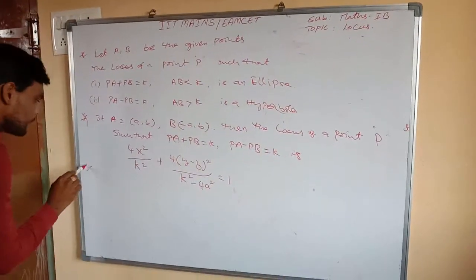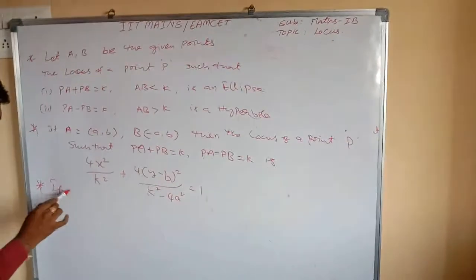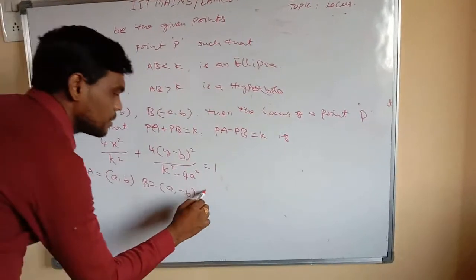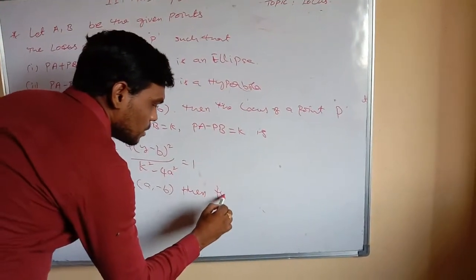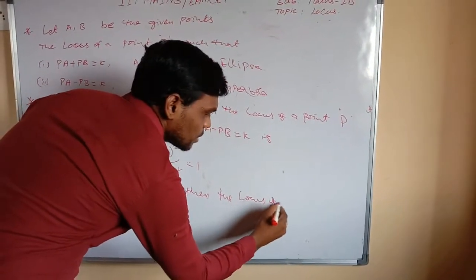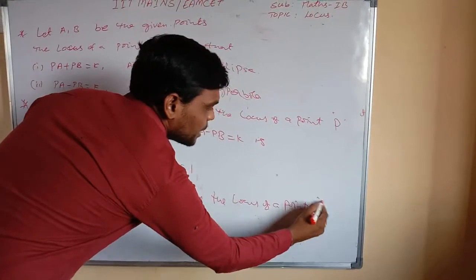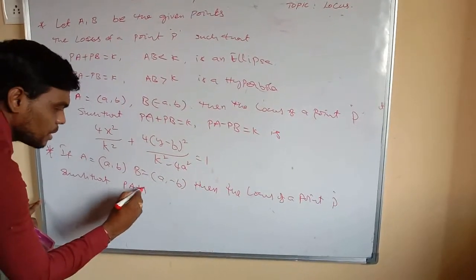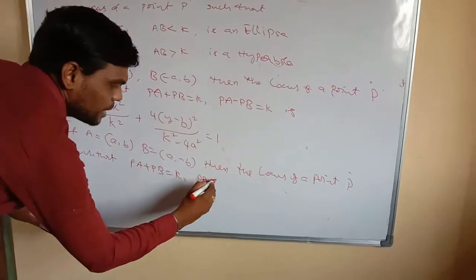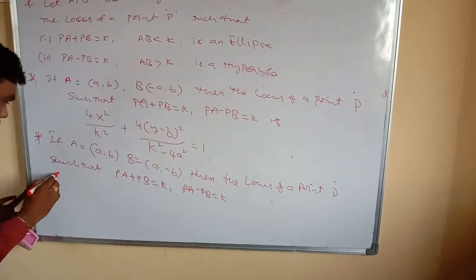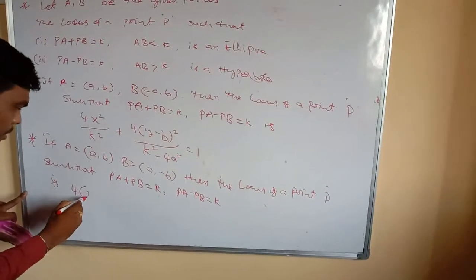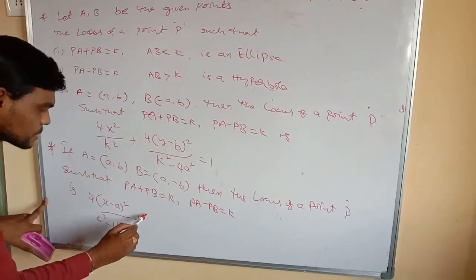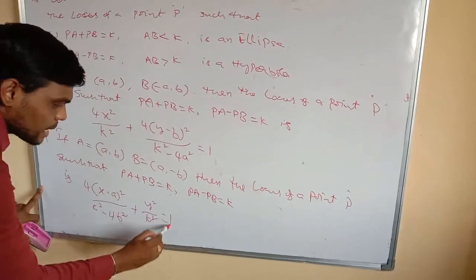In the similar property, the points change. If A is equal to (a, b) and B is equal to (a, minus b), then the locus of a point P such that PA plus PB is equal to K or PA minus PB is equal to K is 4 into (x minus a) whole square by (K square minus 4b square) plus y square by K square is equal to 1.